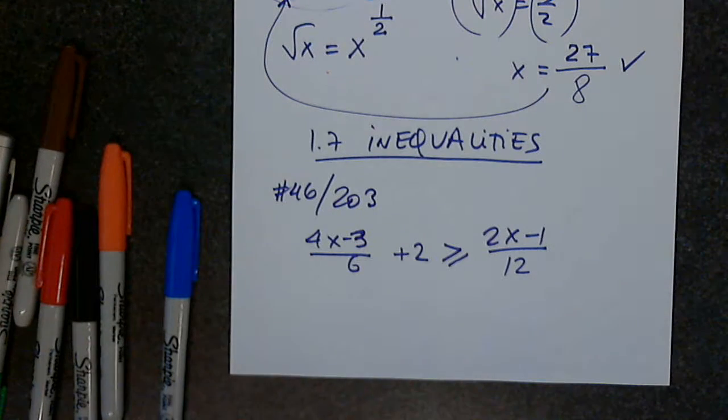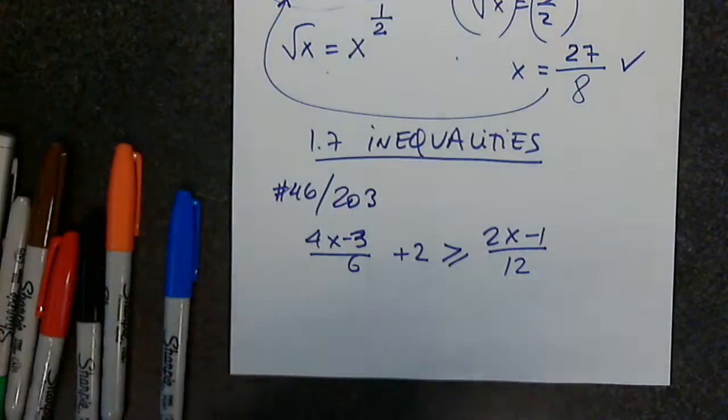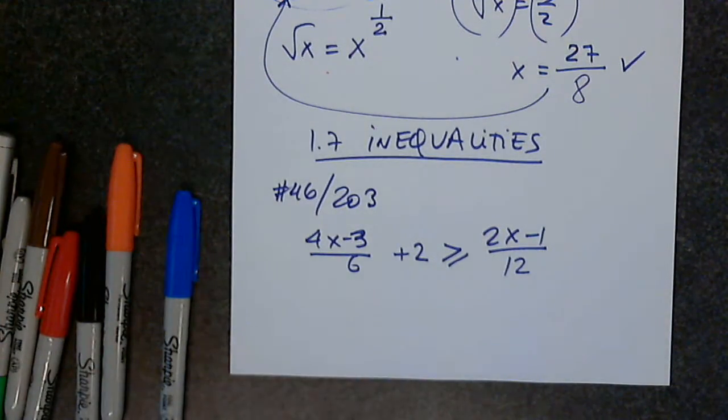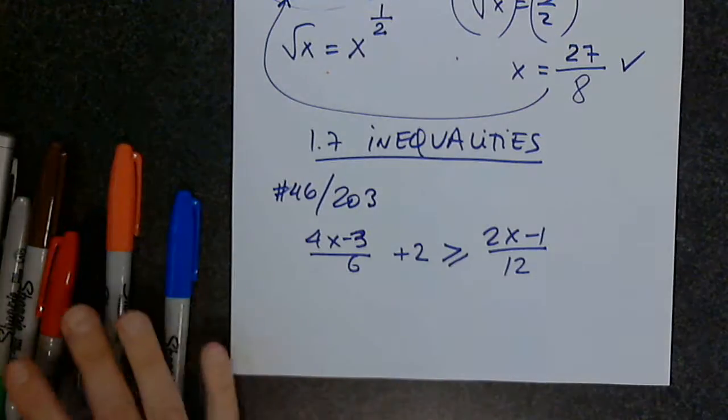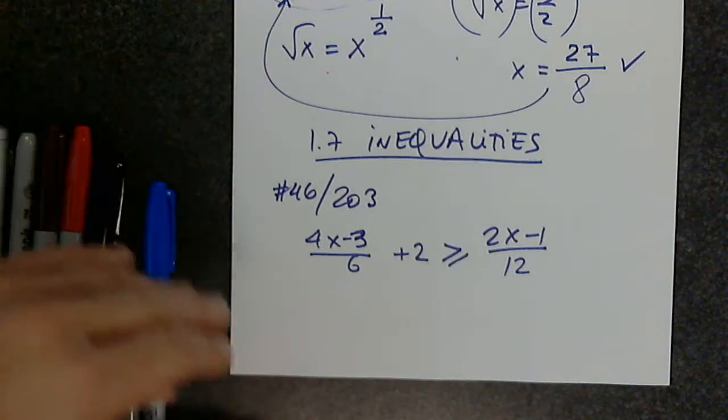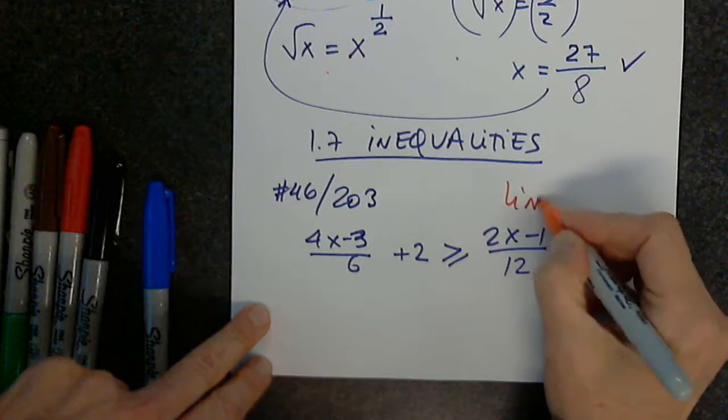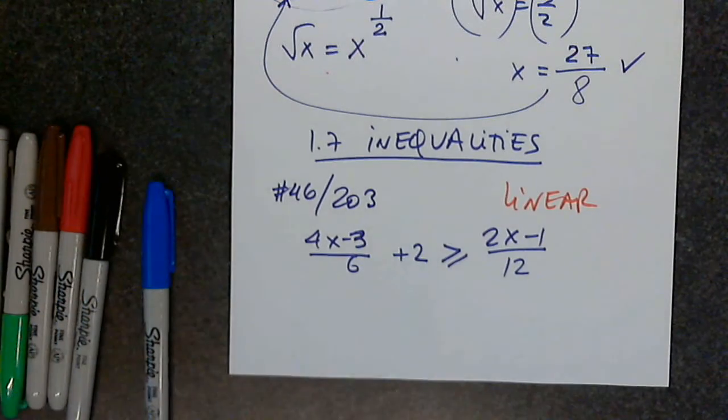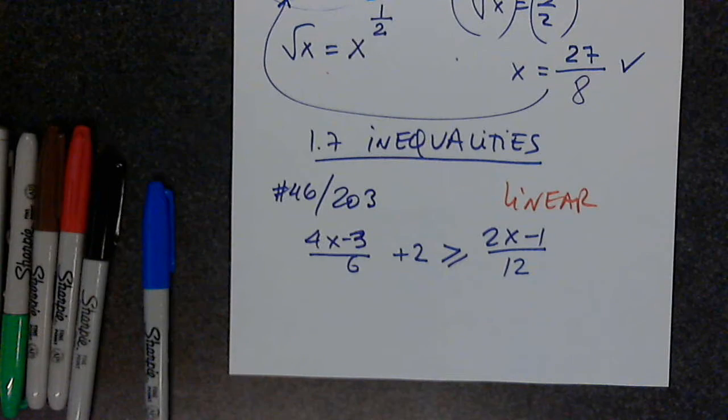Okay, what type of inequality is this? We have to identify it because, as you know by now, everything has a different recipe. If it's linear, I do one thing. If it's quadratic, I do something else. If it's polynomial, if it's rational, and so on and so forth. Everything has a different strategy. So what type? Of course, this is a linear inequality. It does not have x in the denominator. It doesn't have radicals. It's just a clean linear inequality.